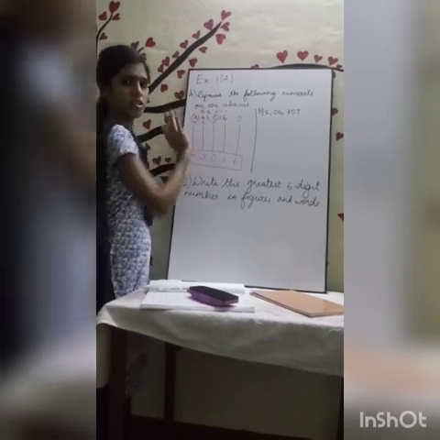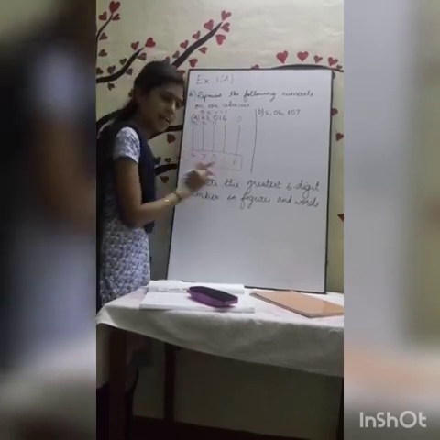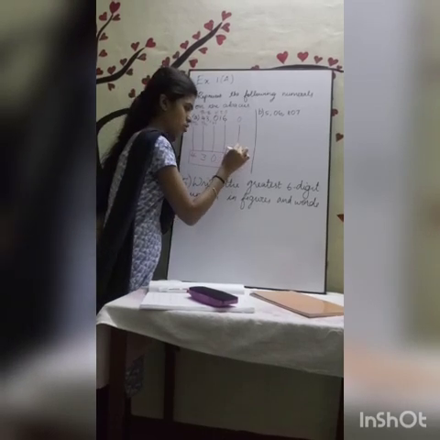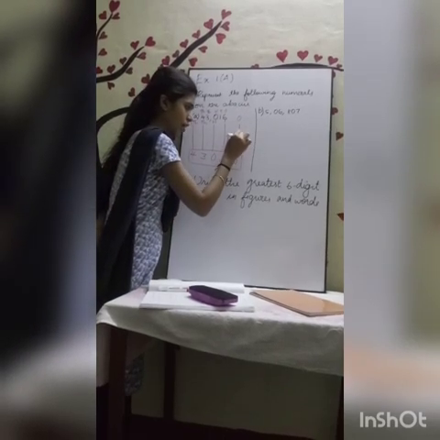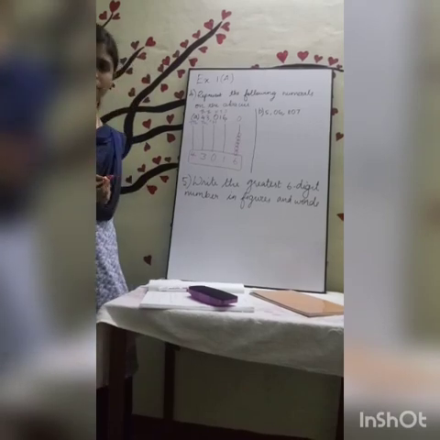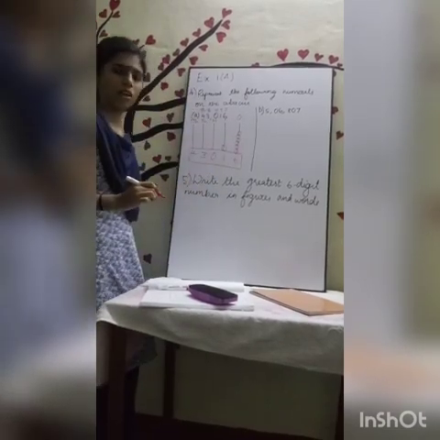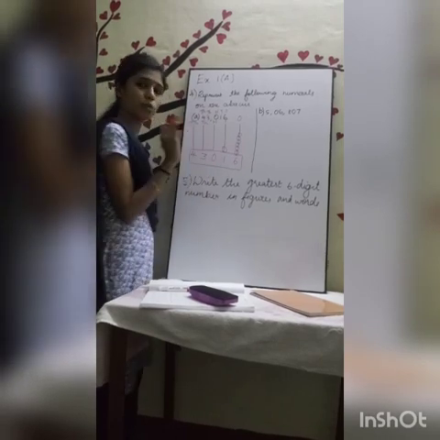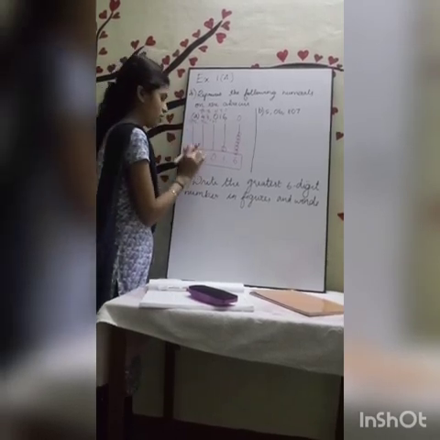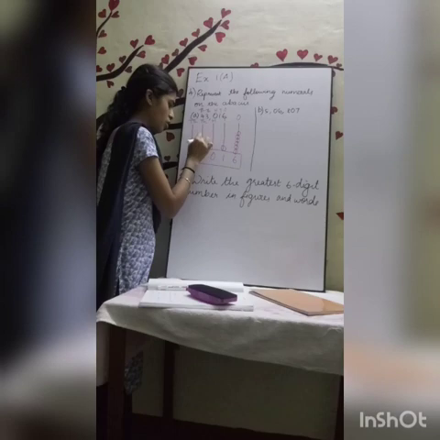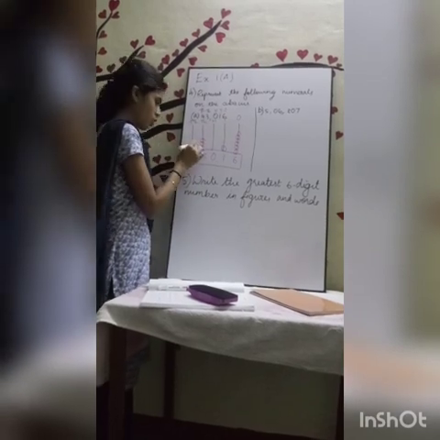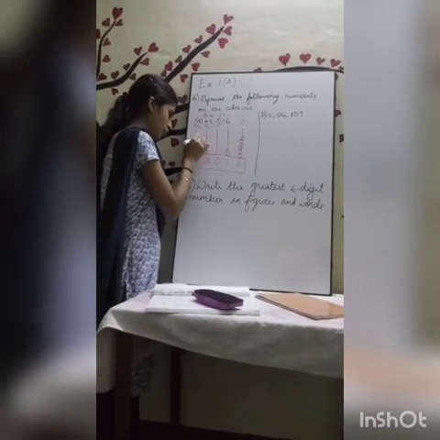Now we can put these circles. How many circles do we need? 6. 1, 2, 3, 4, 5, 6. Next here 1, so I am writing only 1. Here 0, so I am not putting any circles. Here 3: 1, 2, 3. Here 4: 1, 2, 3, 4.